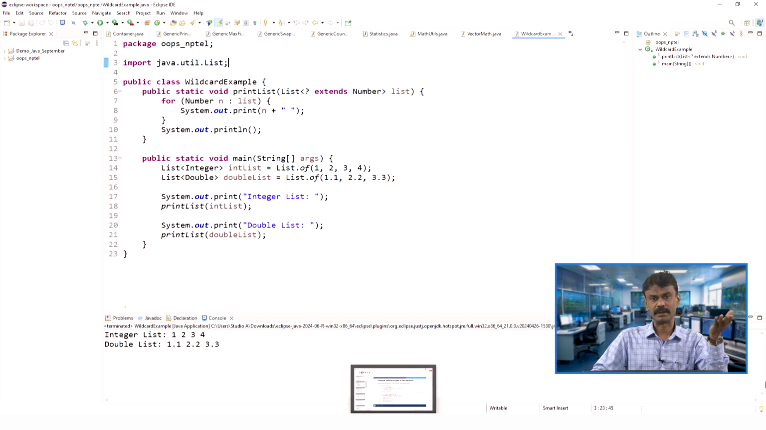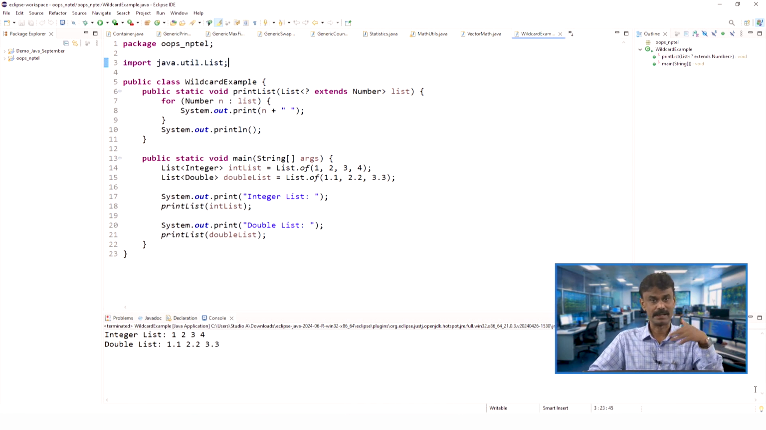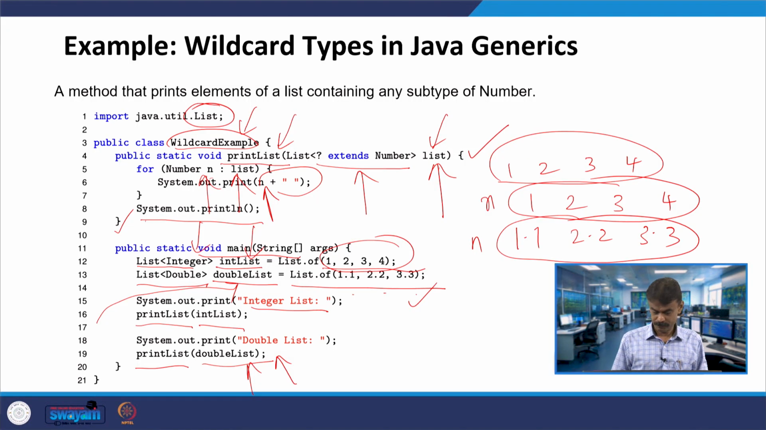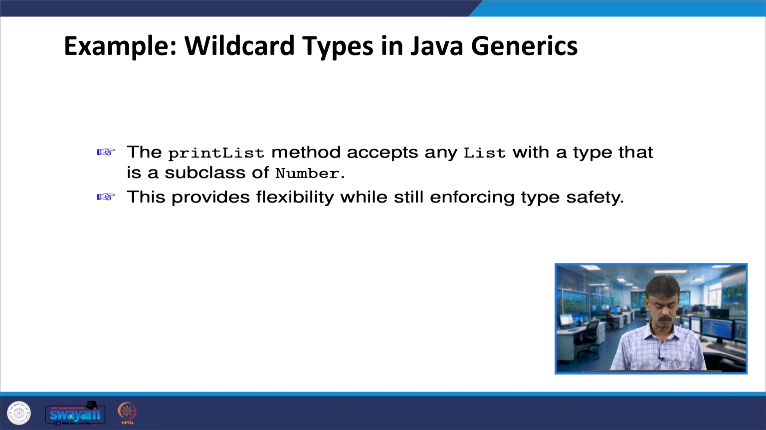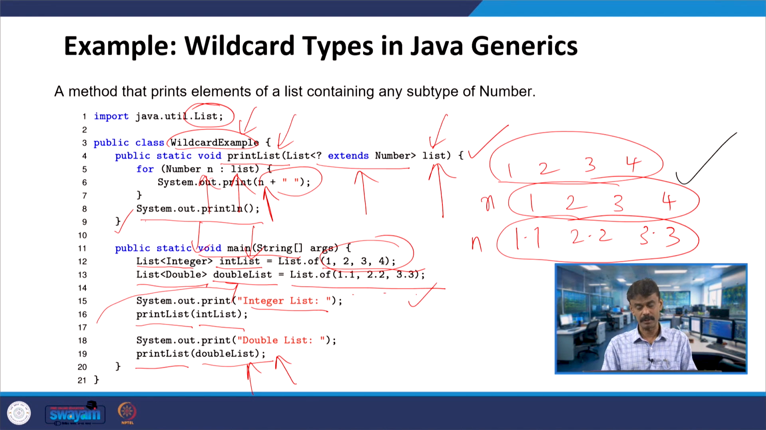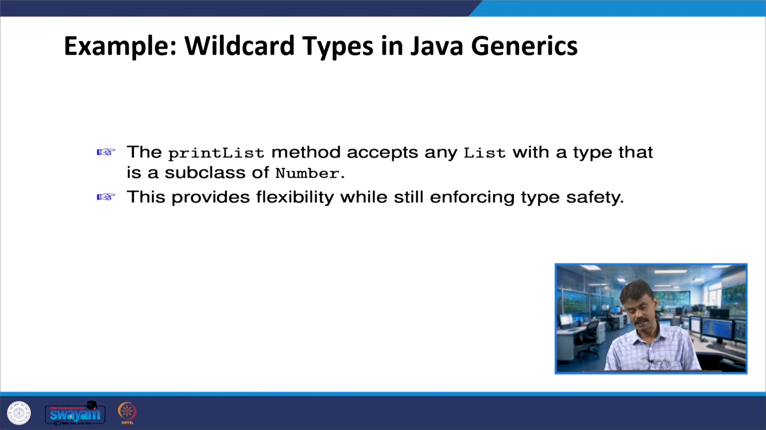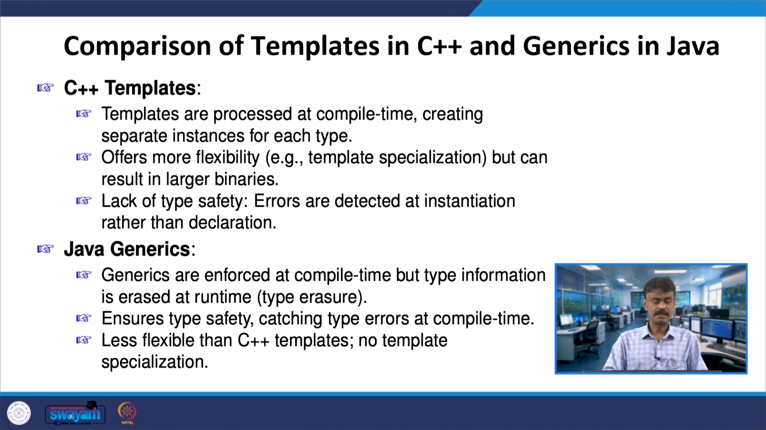So you can do some manipulations, for example the dot product we had seen. Like this, you can work it out with the help of the wildcard type. It is still enforcing the type safety, which is very important. In one case we have used Integer and in another Double, so the data type safety is still there. So these are all the comparisons.